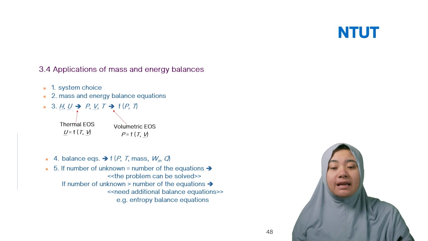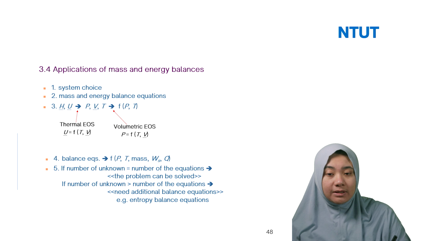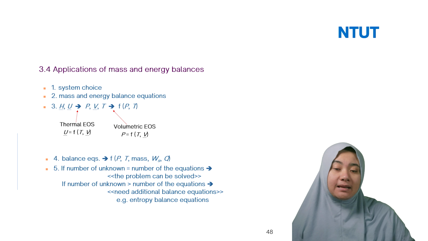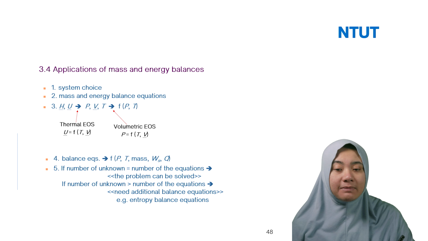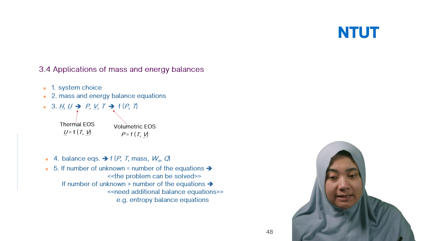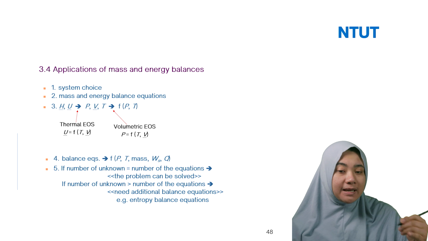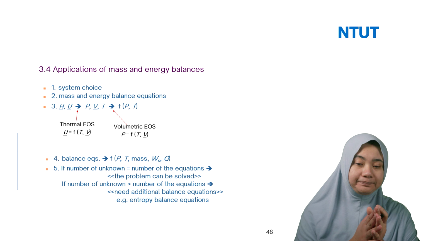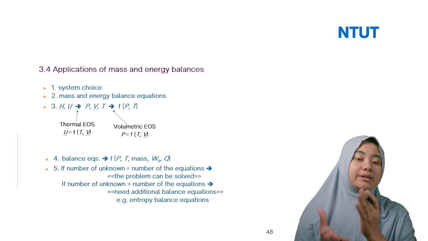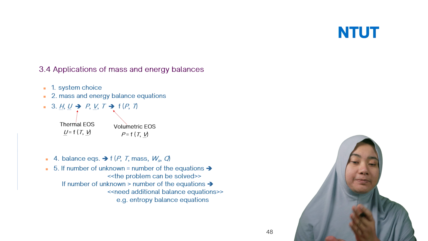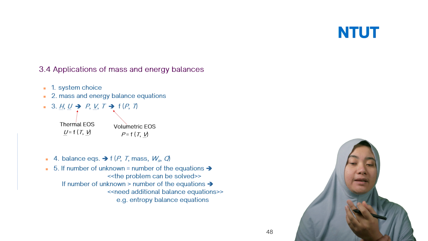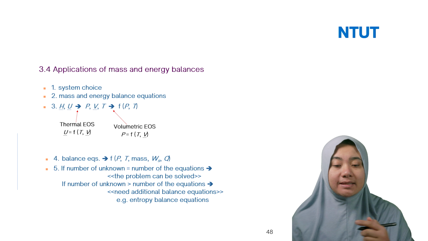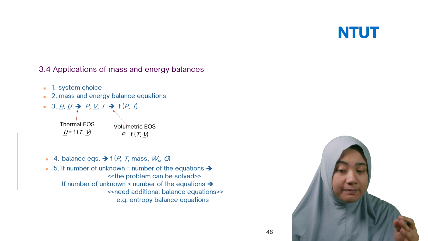This mostly happens in the calculations, and then you can use the PVT relation, the pressure, volume, temperature, or even we can use some function like a function of P and T, or the thermal function like U as a function of T and V. And then we will count the balance equations, like how many parameters you know. These are the pressure, temperature, mass, shaft work, and heat flow. If the number of unknowns is equal to the number of equations, the problem can be solved.